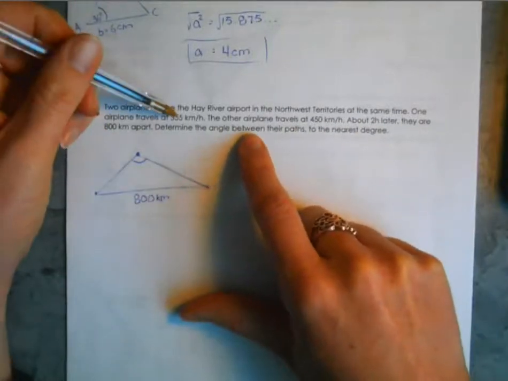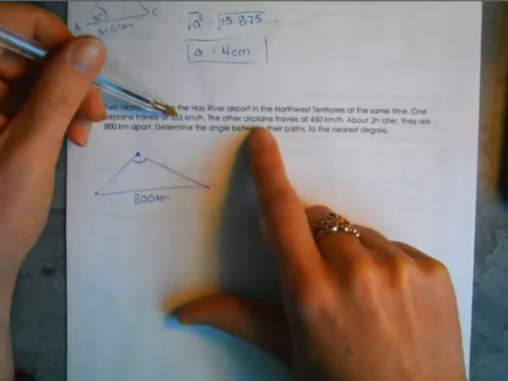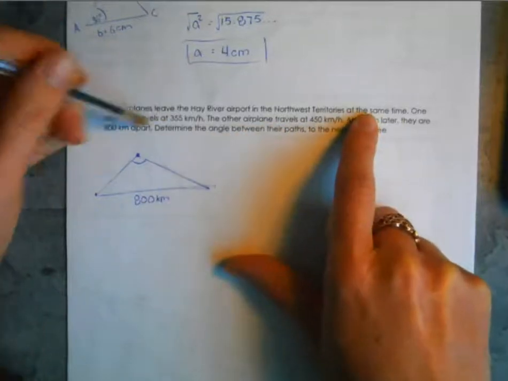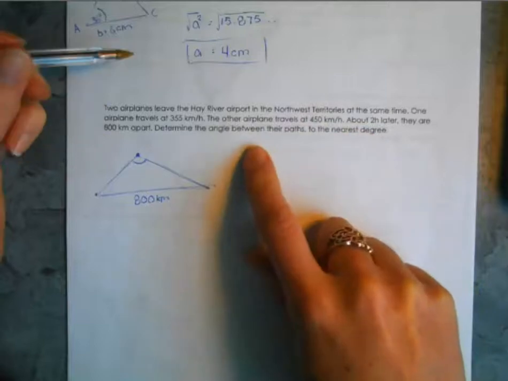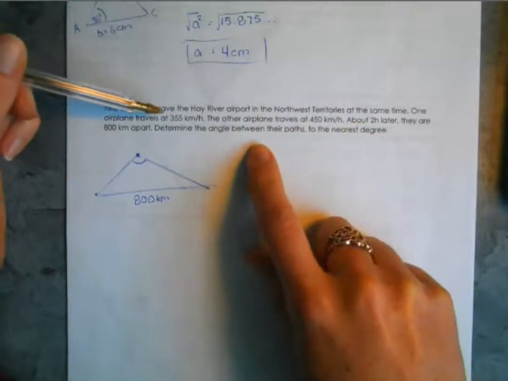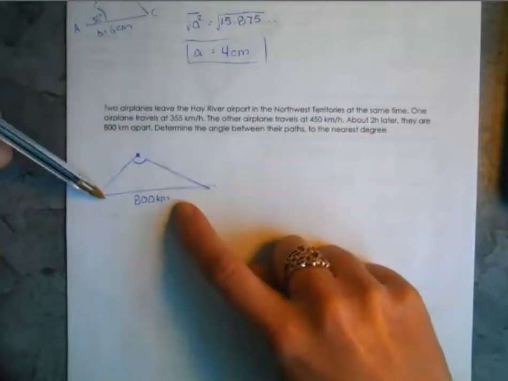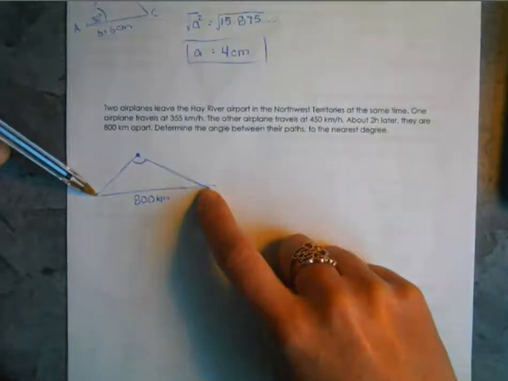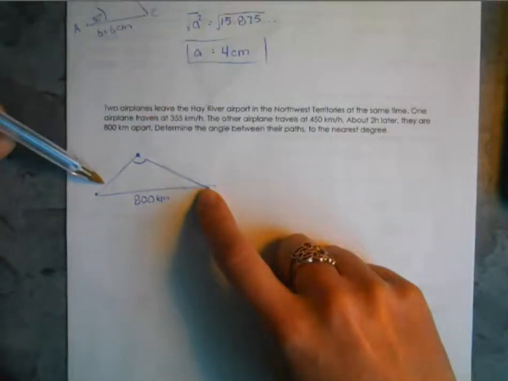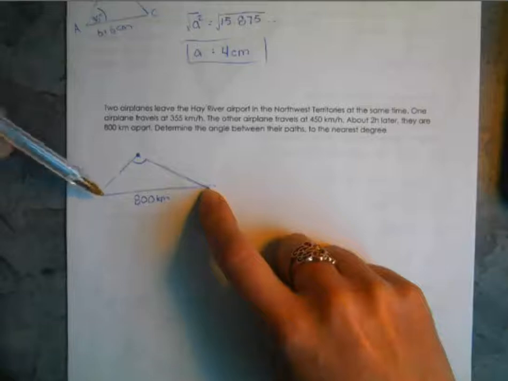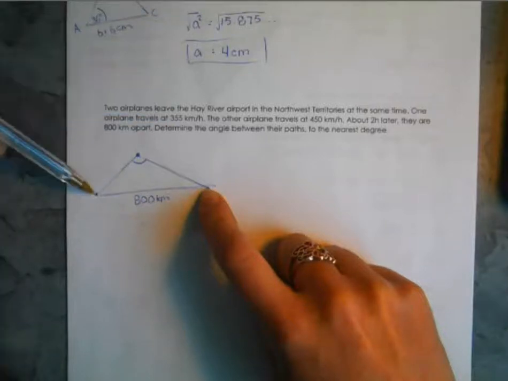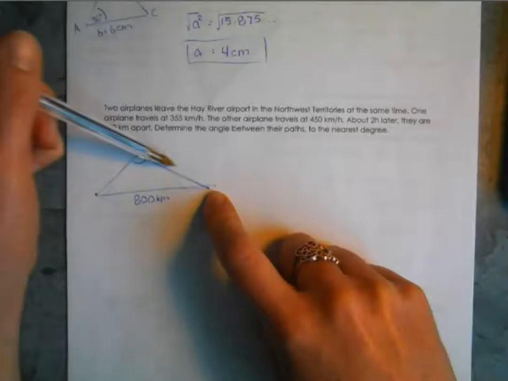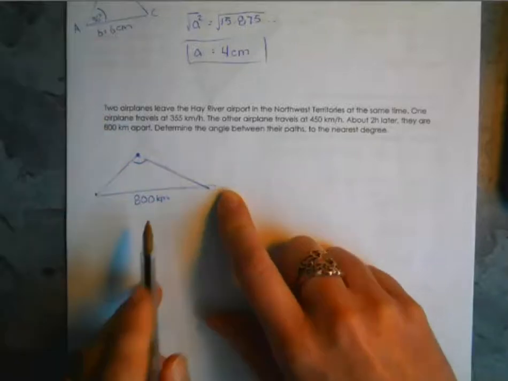A lot of students might impulsively want to put in, okay, plane number 1 travels 355, so they might put in 355 here. Stop and think a second if that would be appropriate. Because we're looking at distance on this side, we can't put speed on another side. An important rule to keep in mind is that when you're building up these triangles, you should not ever have different units on different sides. So we can't say that this is 355 and that's 450 if we have a distance here.